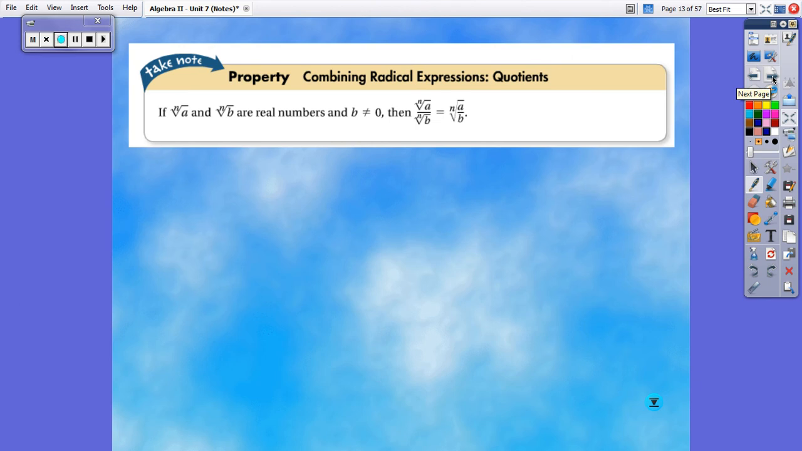So that was all multiplying. Now we're dividing, and it's very similar. In order to divide, again, you need to have the same indexes. And this is going to go both ways. So you can start with this and rewrite it to look like that. But in some cases, you'll have a problem that looks like this, and you're going to want to rewrite it separately like that, so you can simplify a little bit easier. And we'll do some problems of both.